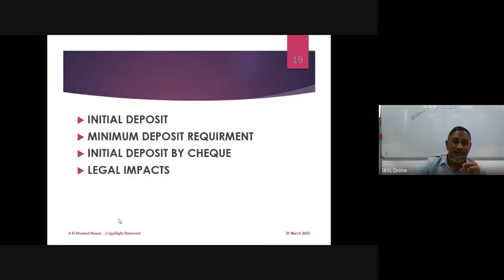Okay, so initial deposit, see whether the customer is able to maintain that initial deposit. We put a large amount of initial deposit to curtail the intake of unauthorized, unwanted customers. And the minimum deposit requirement is very important. The initial deposit by a check, can you accept? Initial deposit by a check? You can't. Why?